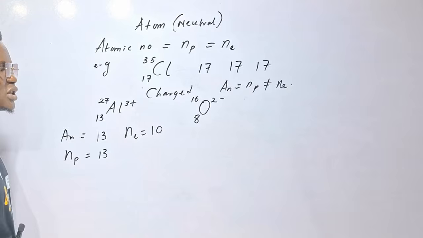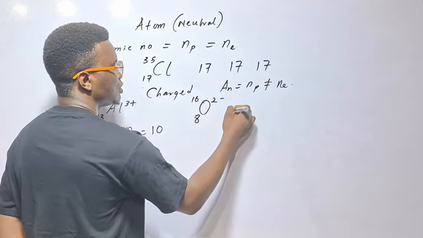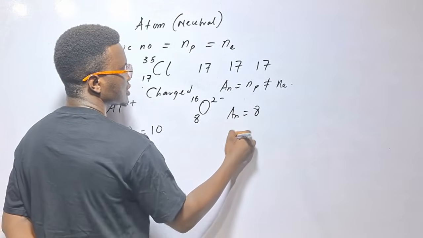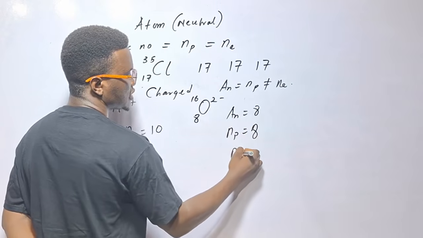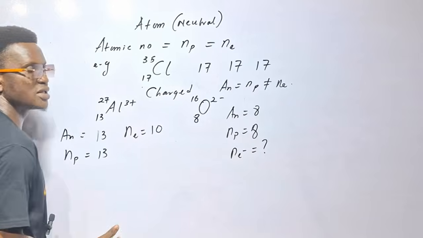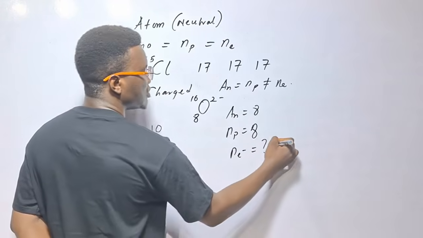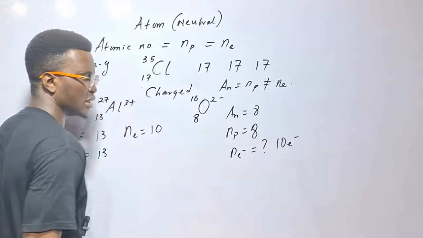This is very important. Now look at this. What is the atomic number? Atomic number is 8. Number of proton is also 8. But what do you think the number of electron is? Very good. It has gained 2 more electrons. Then that means the number of electron is going to be 10.